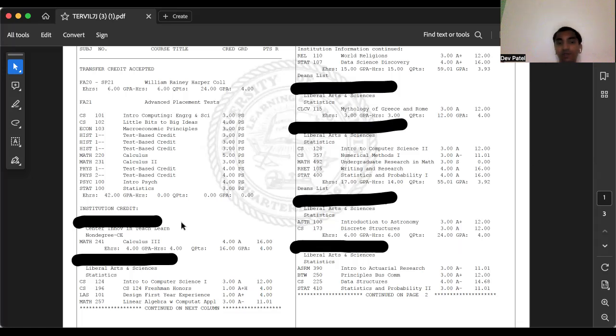Math 257, linear algebra with computational applications. This was actually a very difficult class in that the exams were pretty difficult for me. I would have to do a lot of hand calculations regarding some matrices, so we would have to find eigenvectors and eigenvalues by hand. For me, it was a bit time consuming, and that's what made it tough.